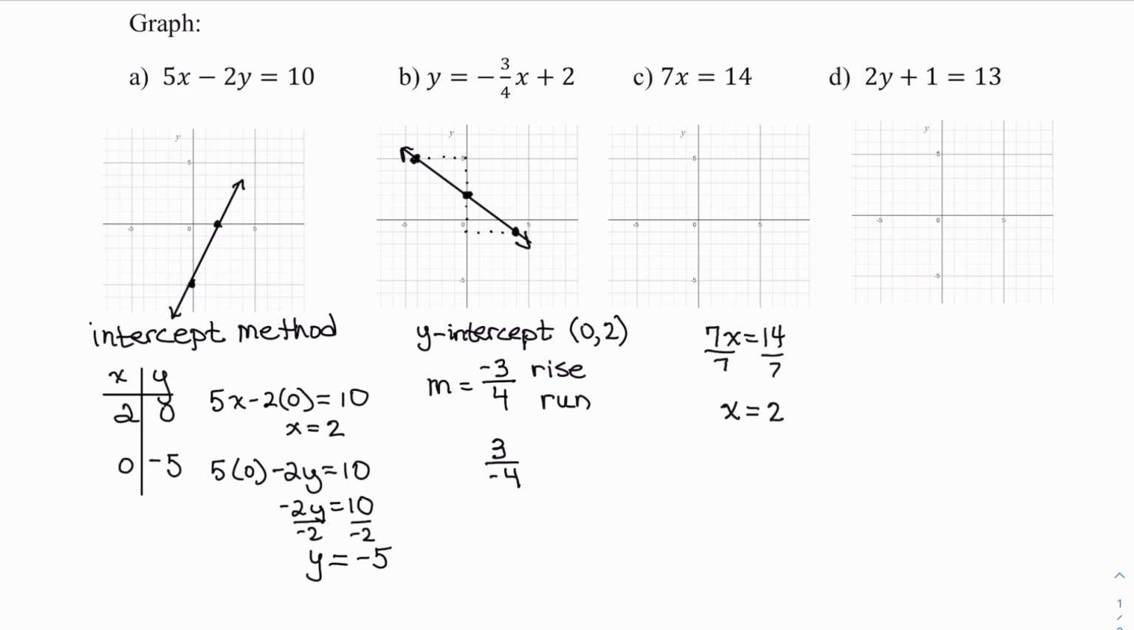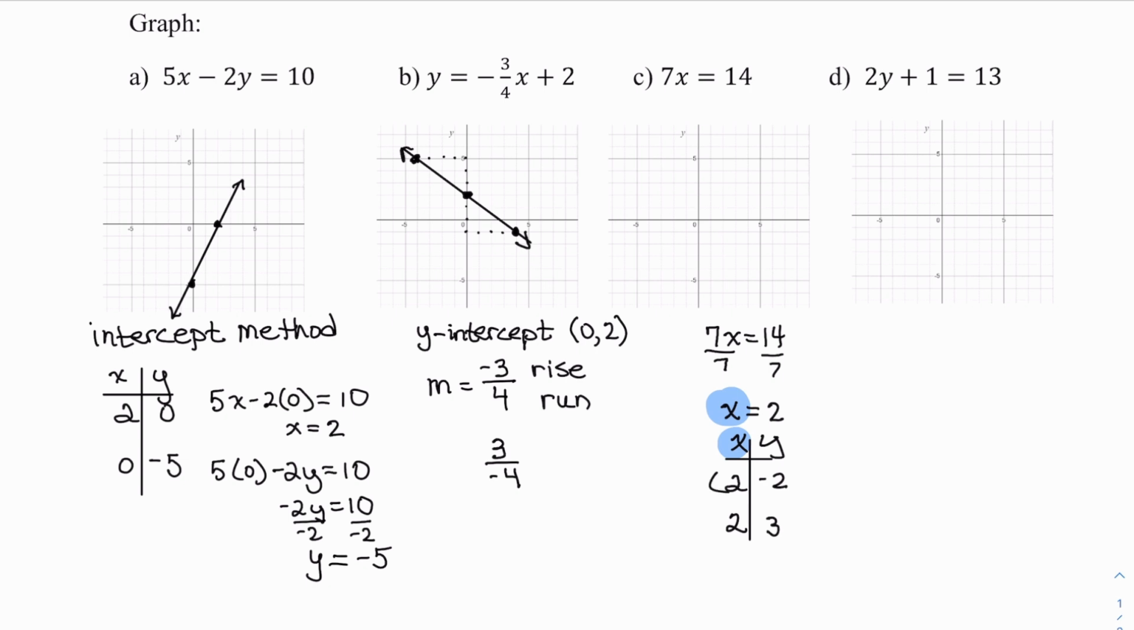And this means that if I make a chart, my x has to always be 2. And I need 2 points to determine a line. So I'm going to put 2 in the x column for 2 different points. And then my y can be anything because there's no y letter in the equation. So I'll put things that are easy to graph. Let's say y is -2. Let's say y is 3.